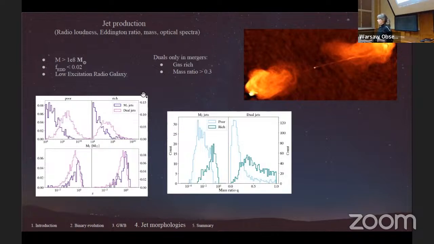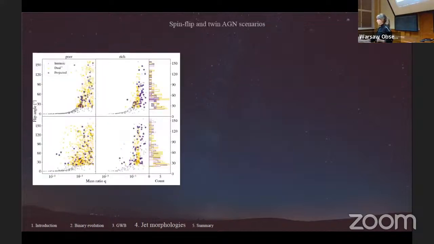So we have considered the two scenarios. We have either one jet which is suddenly changing its direction, or we have dual jets which are emitted at the same time. We can see that the dual jets are characterized by higher black hole masses, and they are produced at slightly smaller redshifts because they just need more time to grow this kind of big mass. Mass ratios are also higher for dual jets even before applying the gas-rich cut, which tells us the simulations themselves are doing a good job in predicting this kind of emission.